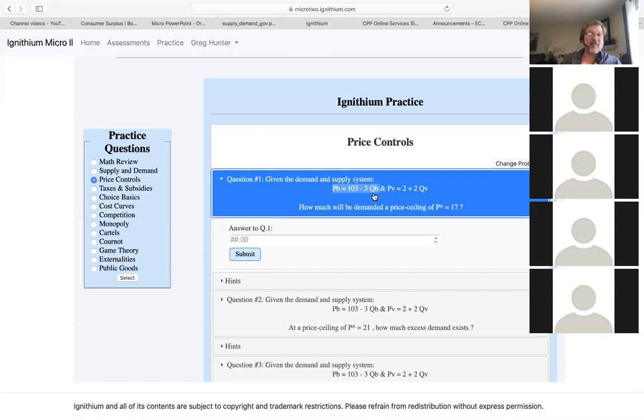It has a name. We call it the demand schedule, but you have to start plugging in X's and getting out Y's in order to do that. And I'll just be brutally honest: if you don't do it, you're just begging to repeat the course.